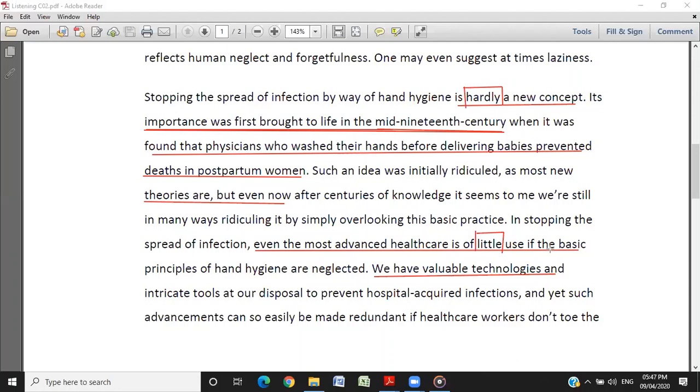Okay. So C is not the correct answer because there is no comparison that there are some branches who accept it and the other branches don't. No, that's not the correct answer.